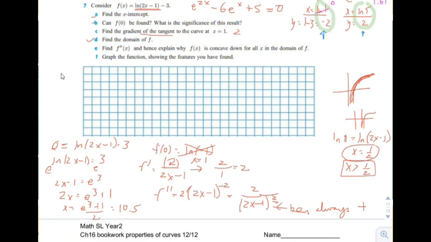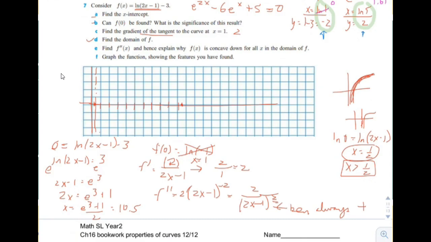Okay, then graph the function showing all the features you have found. Oh my gosh, okay. So I think I'm going to draw it so that, because we know it doesn't exist left of this point, x equals a half, right? So we have an asymptote here at x equals a half. And then, let's see. We know the y-intercept is 10.5, right? So we'll count 1, 2, 3, 4, 5, 6, 7, 8, 9, 10.5. So it's right there. Okay?